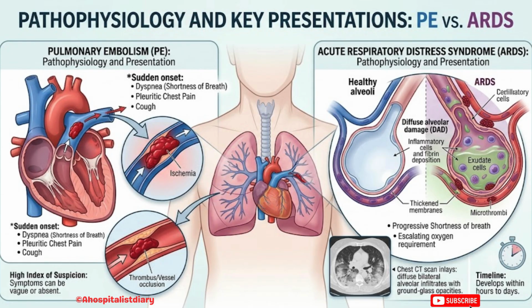Acute respiratory distress syndrome, ARDS. This typically manifests as progressive shortness of breath and an escalating oxygen requirement. On chest imaging, you will see characteristic alveolar infiltrates developing within hours to days following an initial inciting event.